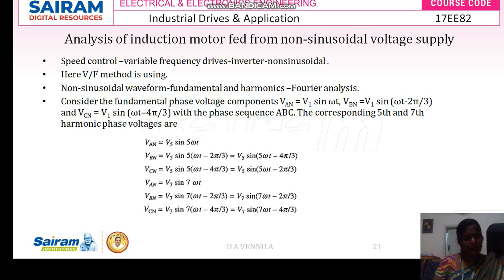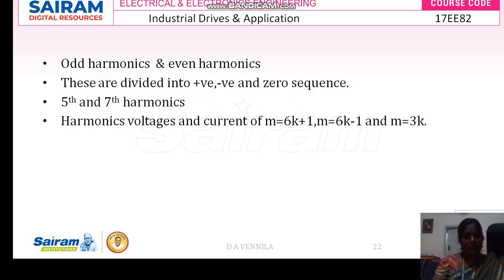Positive sequence. Okay, and actually how to find the harmonics, the fifth order harmonics and seventh order harmonics, which is positive or negative. And again these even order harmonics and odd order harmonics are classified into positive sequence, negative sequence and zero sequence. The fifth order harmonics and seventh order harmonics, how it is positive, how it is negative, how it is zero, can be evaluated by using this m. Okay, m is equal to 6k plus 1 and m equal to 6k minus 1 and m is equal to 3k. By using these three components, we are going to find the negative sequence component or a positive sequence component.